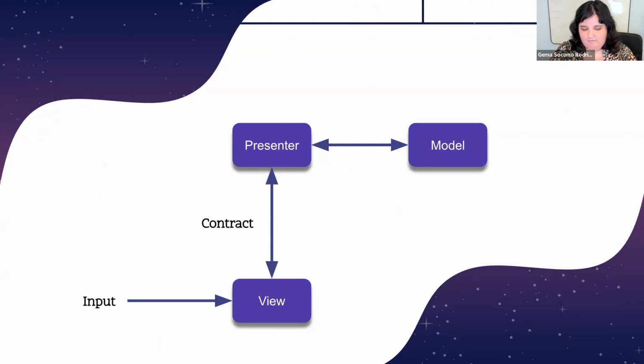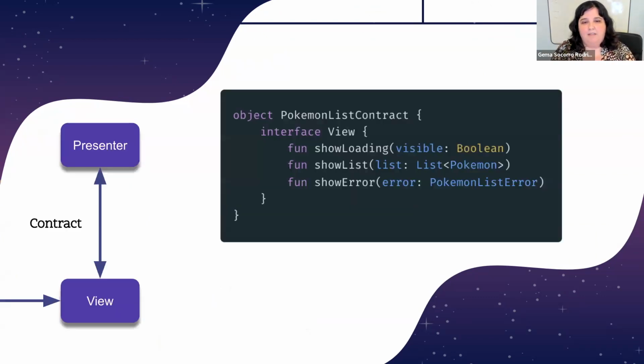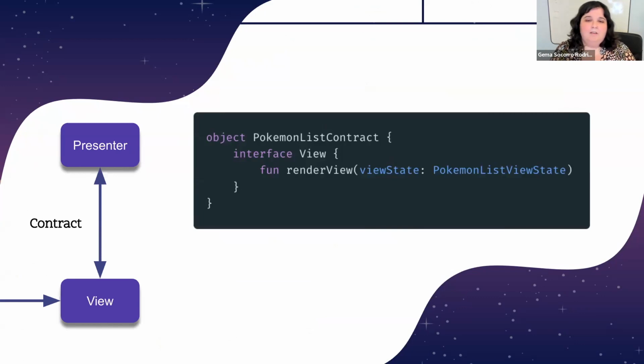We use a contract. Okay, so the contract, for example, for my Pokemon app, will be an interface saying which are going to be the methods that we need to implement in my view. For example, I will need a method to show the loading, if I have a loading while I'm loading the list. Another to show the list, another to show an error if an error happened. There is another option that could be to have just one method to render a view state.